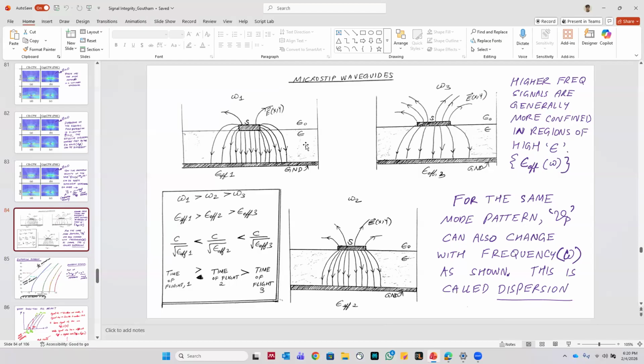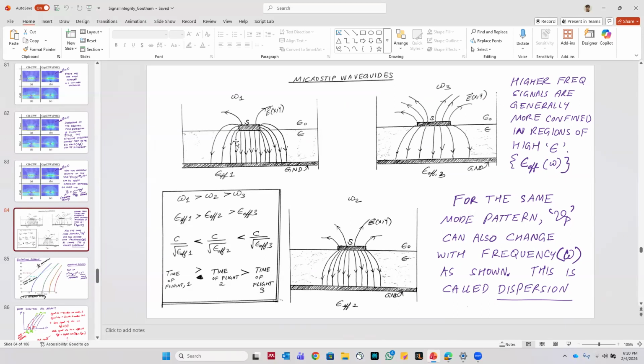So as you go to higher and higher frequencies, what happens is your effective dielectric constant in the cross section is actually increasing. So the time of flight is increasing as well. Okay. And you can see here, if you compare these three frequencies, frequency 1 is greater than 2, greater than 3, and therefore the effective dielectric constant of 1 is greater than 2, greater than 3.